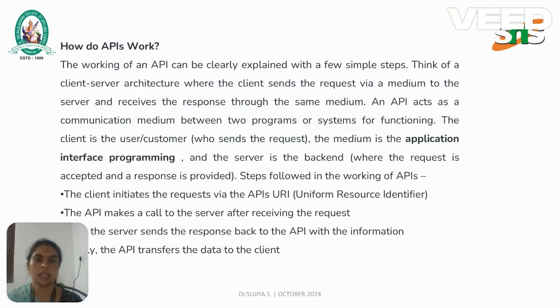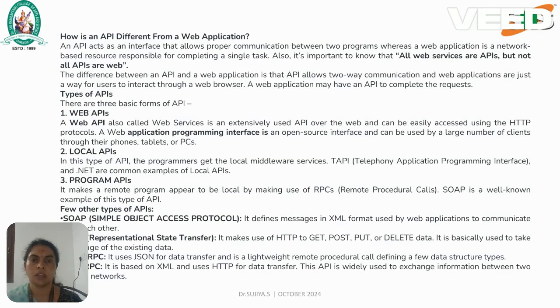How an API works is explained clearly in the previous diagram in the technical manner and in a real-time manner, where the client initiates the request via an API URI, and then the API makes a call to the servers after receiving the request. Then the server sends the response back to the API with the information.